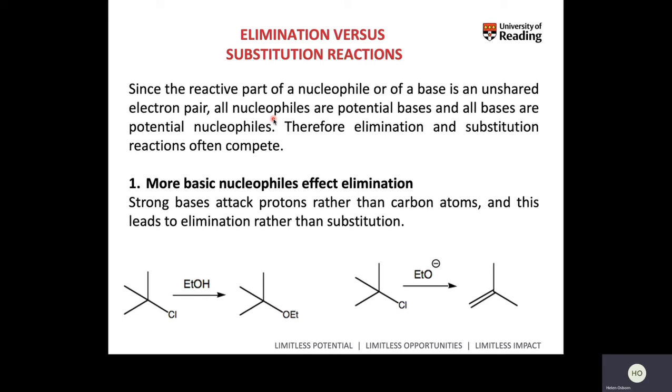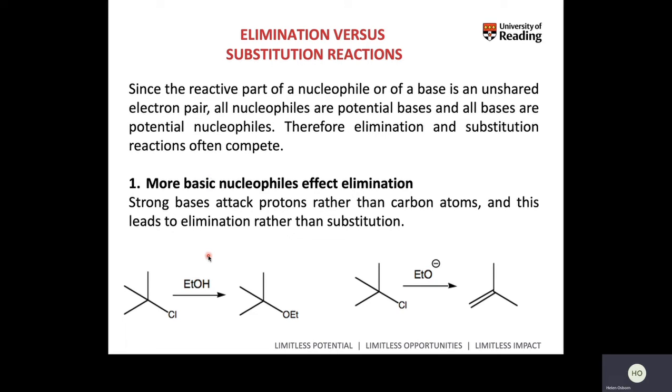So if we wanted to bias the reaction so that an elimination occurred or a substitution occurred, what we can do is think about the basicity of the negative component, the nucleophile, which is undergoing the reaction. And what we find is the more basic the nucleophile, the more likely elimination is to occur. The reason for this is that strong bases like to pull off protons to give a neutral molecule rather than attack carbon atoms. And if it's pulling off a proton from a substrate, then that's going to, after we've lost the leaving group, lead to the alkene.